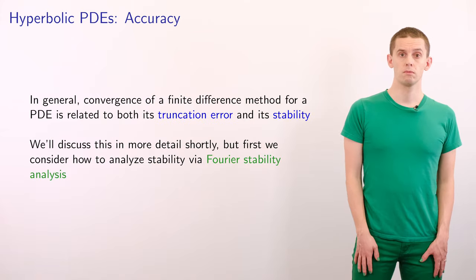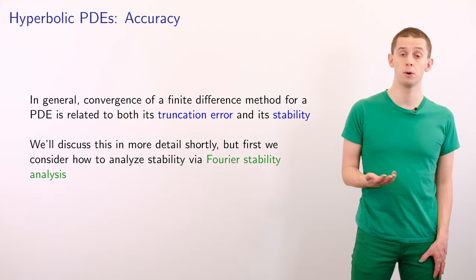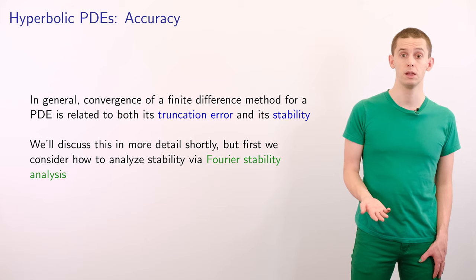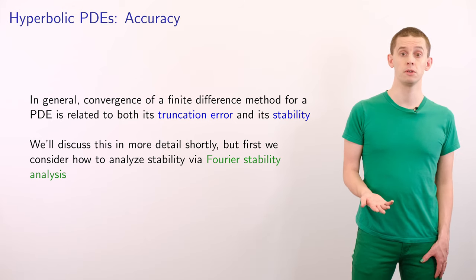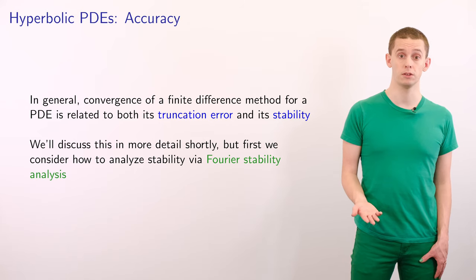In general, the convergence of a finite difference method for a PDE is related to both its truncation error and its stability. And we'll discuss this in more detail shortly. But first, we'll consider how to analyze stability using Fourier stability analysis.